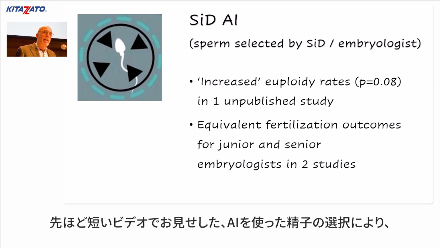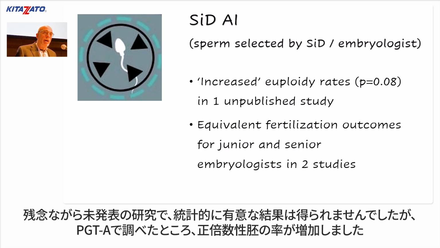When we select the sperm with this AI, using the method that I've shown you in that short video, one unpublished study, which unfortunately never reached statistical significance, showed that it increased euploidy rates in a program that does both PGTA as well as SiD.